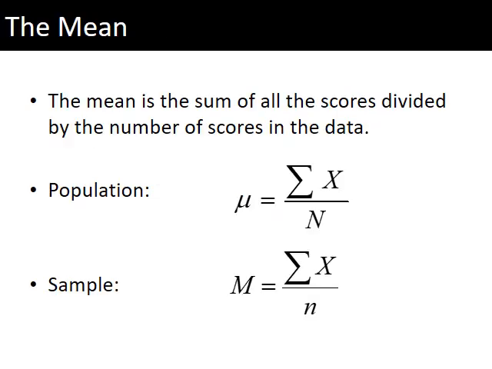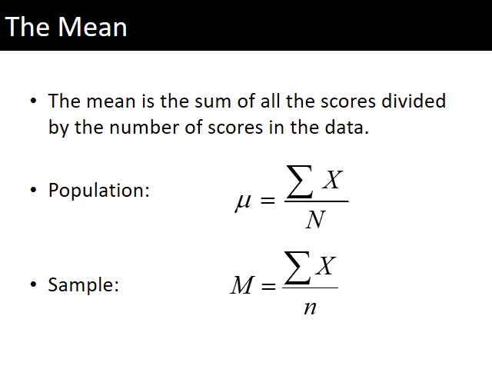Okay, one form of central tendency with which I'm sure most of you are pretty familiar is the mean. We talked about the mean when we were looking at frequency distribution tables in the previous chapter. The mean is the sum of all the scores divided by the number of scores in the data. In this case, take particular note of the symbols that are employed. The population mean is represented by that funny looking u. The sample mean is represented by the capital M.